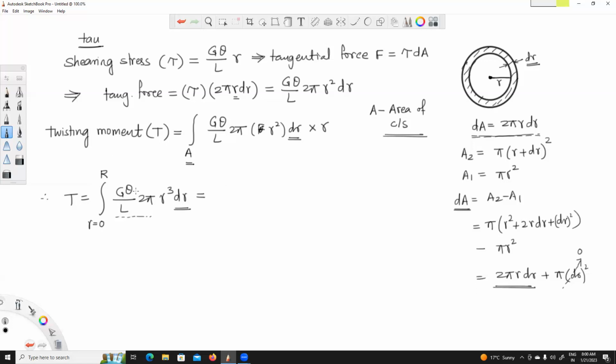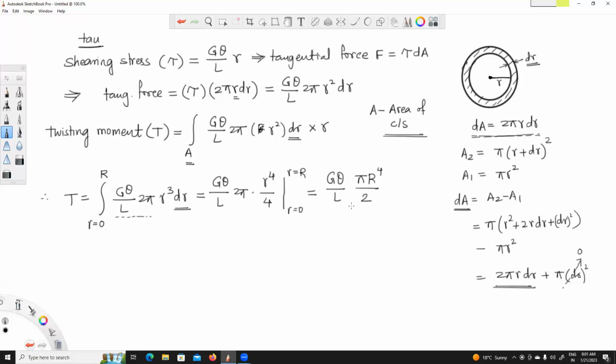So let's integrate. These are the constants, we can take them out, because theta is the twisting angle, which will be constant. G theta upon L, 2 pi, I have taken out. Integration of r cube is r raised to 4 upon 4. You have to put limits r equal to 0 to r equal to capital R. Simplify these terms and put these limits. So you get G theta over L times pi R raised to 4 upon 2.